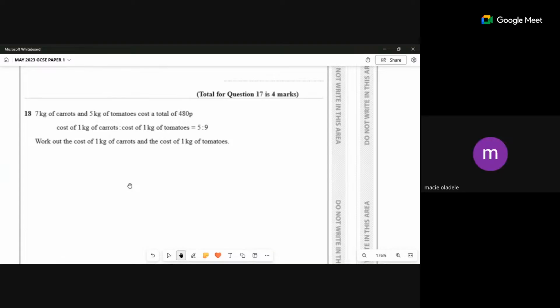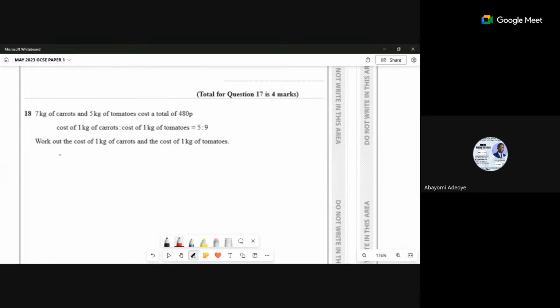7 kg of carrots and 5 kg of tomatoes cost a total of 480p. The ratio of the cost of 1 kg of carrots to the cost of 1 kg of tomatoes is 5 to 9. Work out the cost of 1 kg of carrots and the cost of 1 kg of tomatoes.